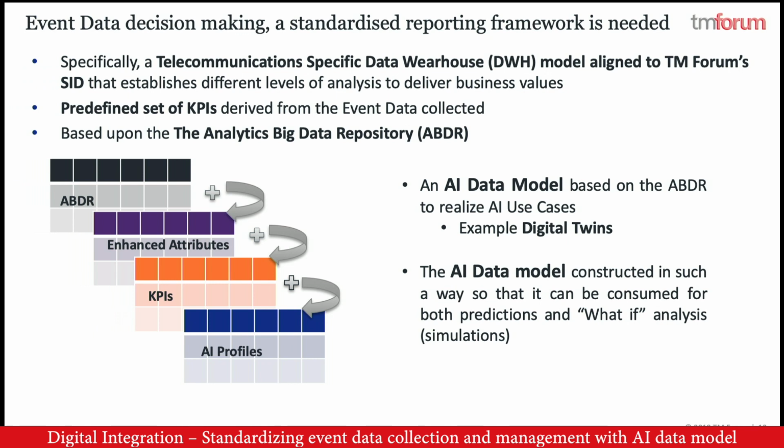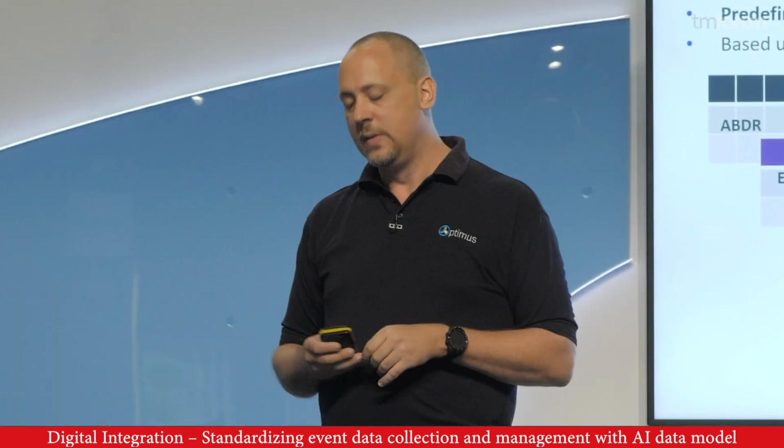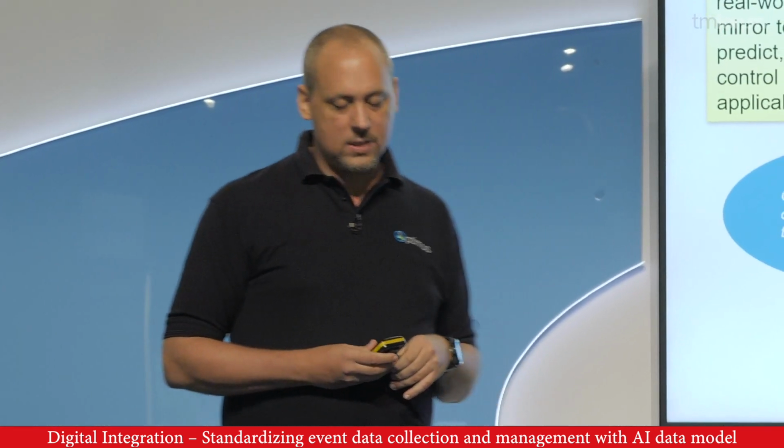So it starts with ABDR, because obviously that is a great place to start. However, the ABDR is a set of attributes. So again, important, we need to make sure we standardize our attributes and make sure we have a standard definition. But what we do need to do to realize all these various AI use cases is build upon that into an extended AI data model that takes into consideration not only the base level of attributes, but also the enhanced attributes that we need, the KPIs we need, and also AI profiles that are required. So let me talk a little bit more about how that is.